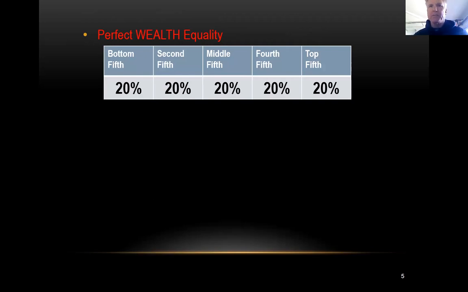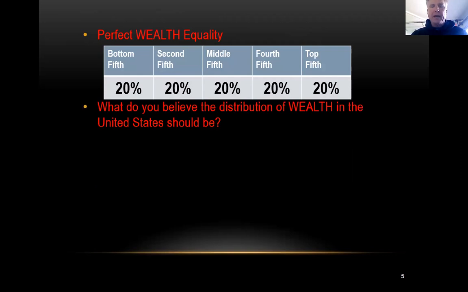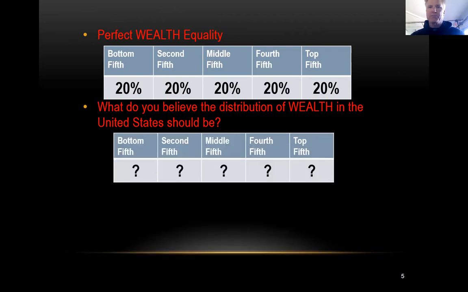Everybody's got the same amount of wealth. There's 20% in each quantile. Now, they asked the people participating in the survey, what do you believe the distribution of wealth in the United States should be? So this was the hypothetical thing. What do you think it should be? And then they said, okay, fill in the blanks here.